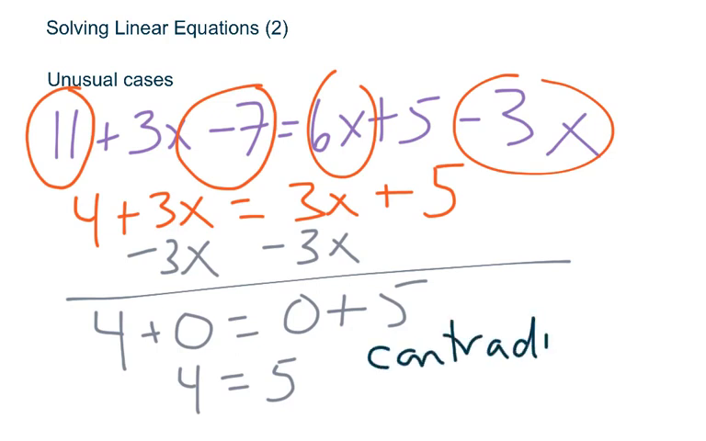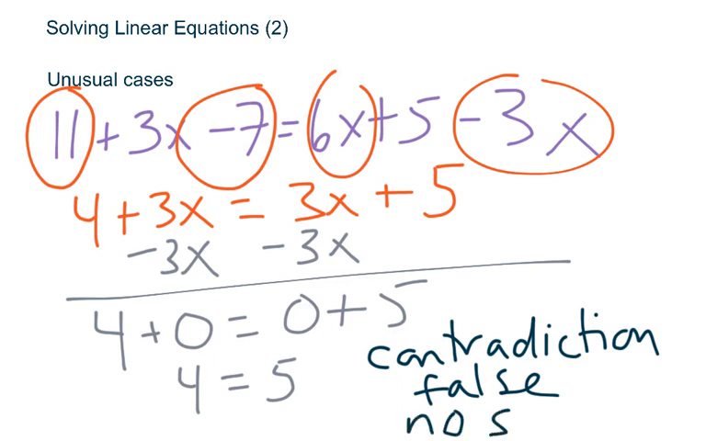That's the vocab word for it, a contradiction. It means that we have a false statement. That is another word that you might see described to that. You can also see it as this. It means there is no solution to this equation.